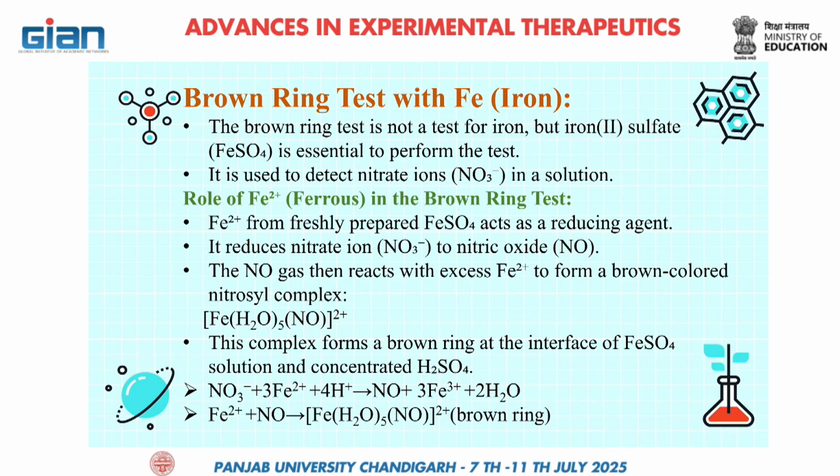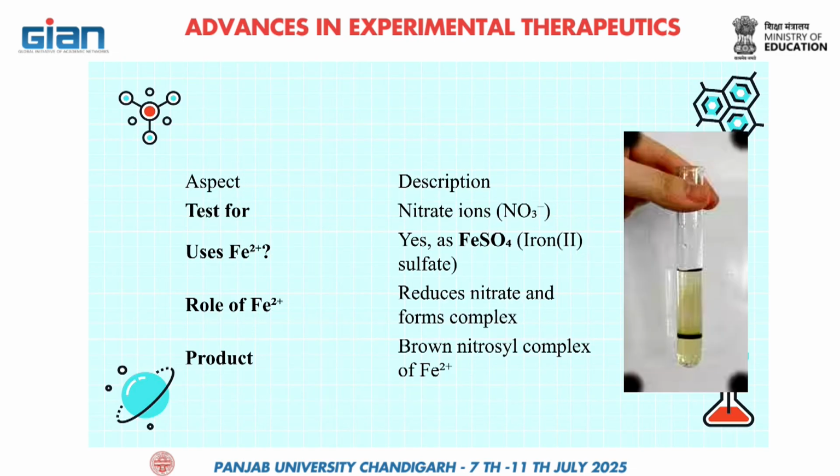What I will do is take the compound and add ferrous sulfate and H2SO4. What will happen? Ferrous will convert into ferric, nitrate ion will convert into NO, and that NO will react with the remaining ferrous and lead to the formation of this compound [Fe(H2O)5NO]2+. This will lead to the formation of that brown color ring. This is the whole brown ring test. From there we can come to know that yes, nitrate ions are present. This happened because of the use of iron.